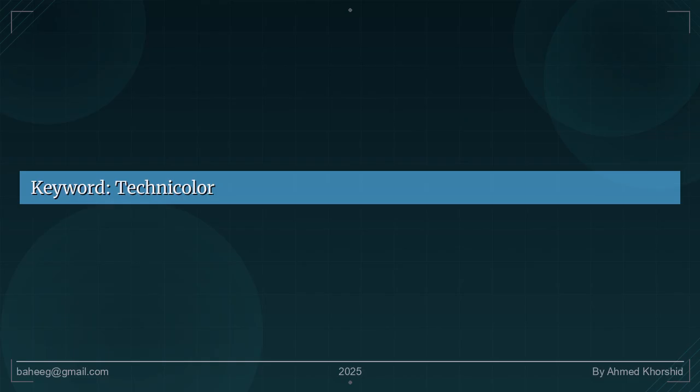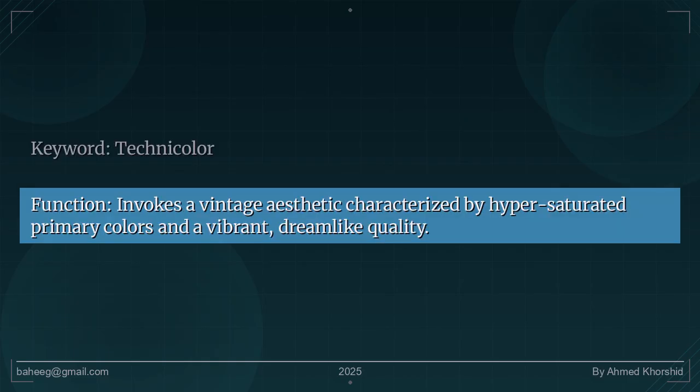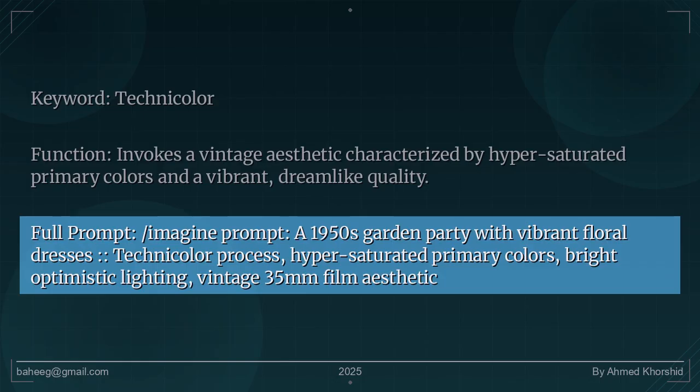Keyword: Technicolor. Function: invokes a vintage aesthetic characterized by hypersaturated primary colors and a vibrant, dreamlike quality. Full prompt: imagine prompt, a 1950s garden party with vibrant floral dresses, Technicolor process, hypersaturated primary colors, bright optimistic lighting, vintage 35mm film aesthetic.